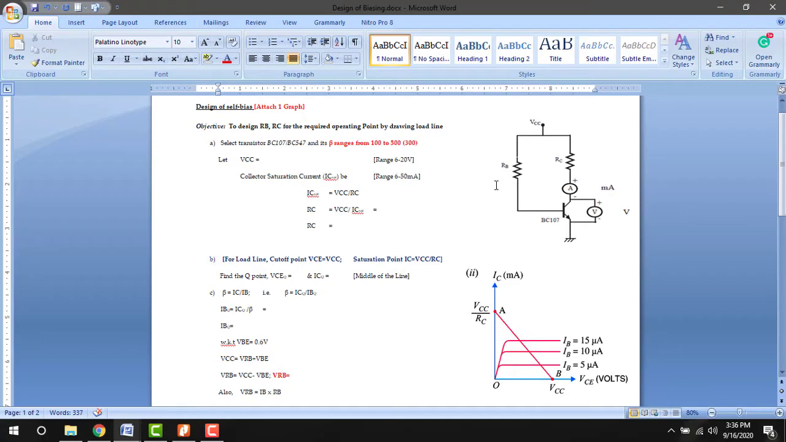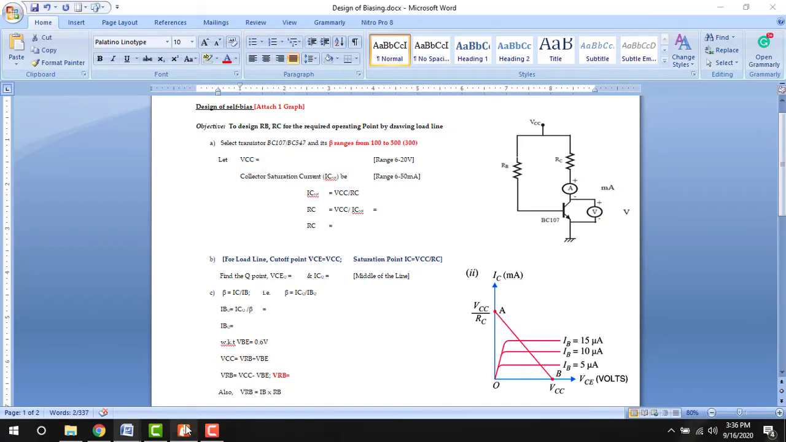Our need is that the operating point should lie at the middle of the load line. It should be between A and B. So for that we are going to design the values. First we are going to assume only 2 things: the supply voltage and the IC saturation. How are we going to design?